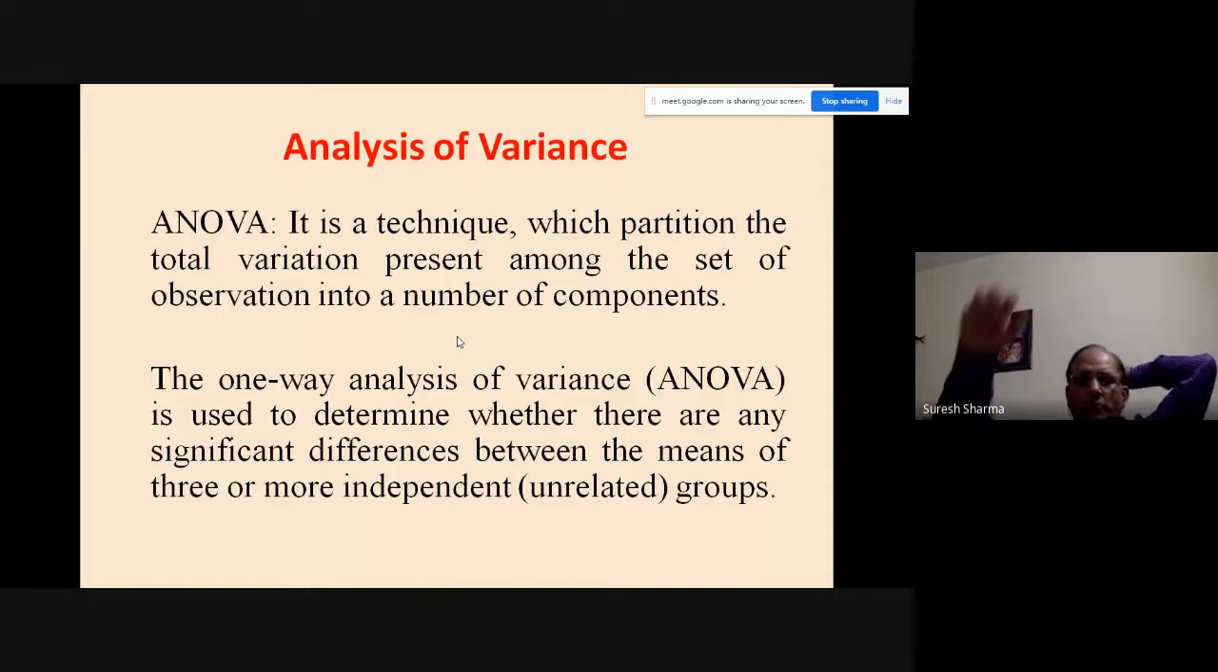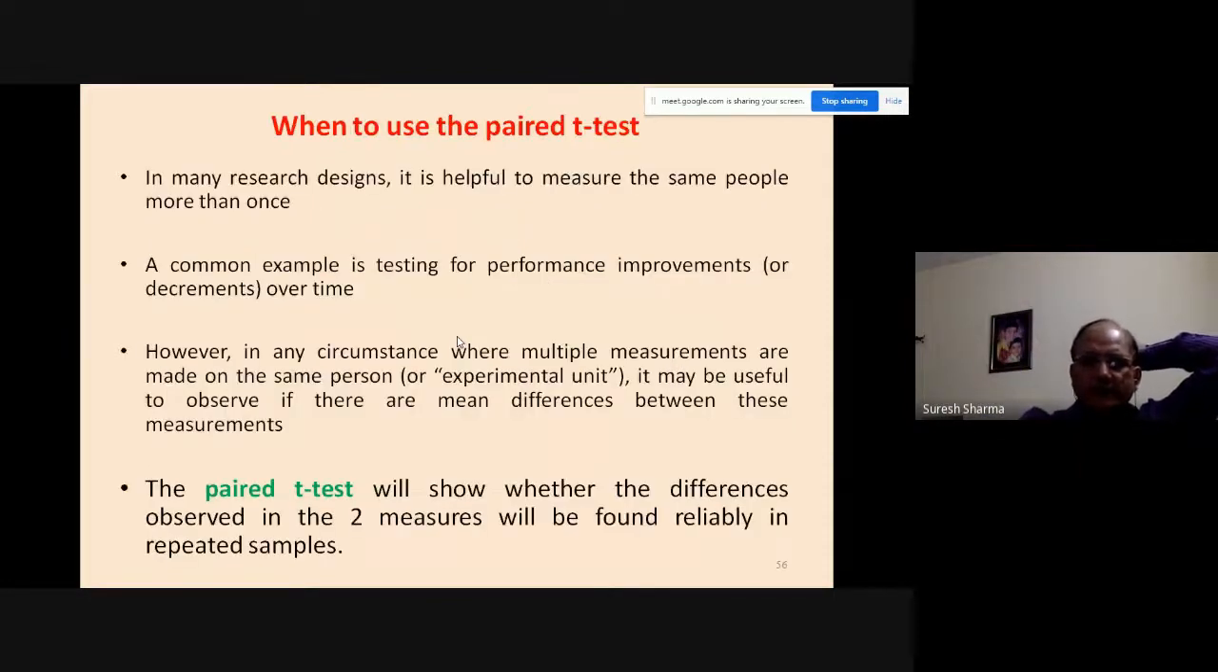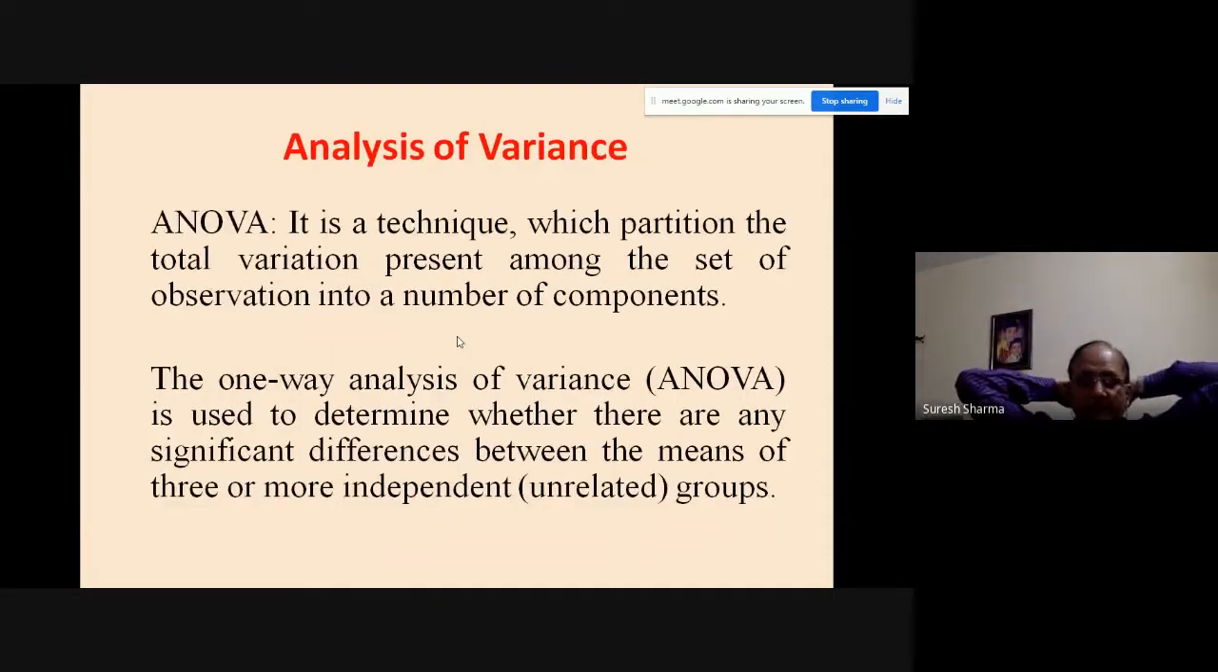Now, basically, ANOVA is called analysis of variance. Analysis of variance is a technique which partitions the total variation present among the set of observations into a number of components. Now, this will not be clear to you right now. I'll take up one example and that will make it clearer.